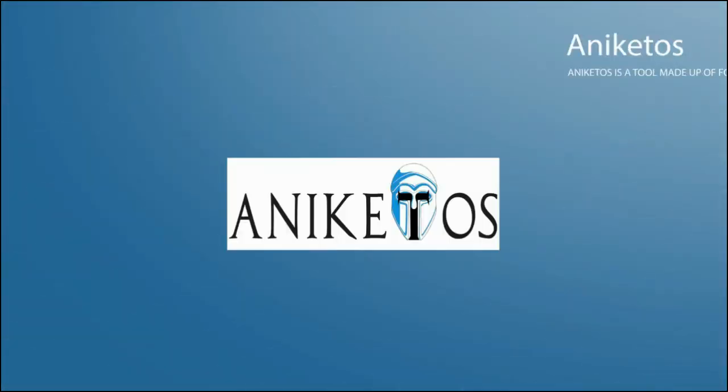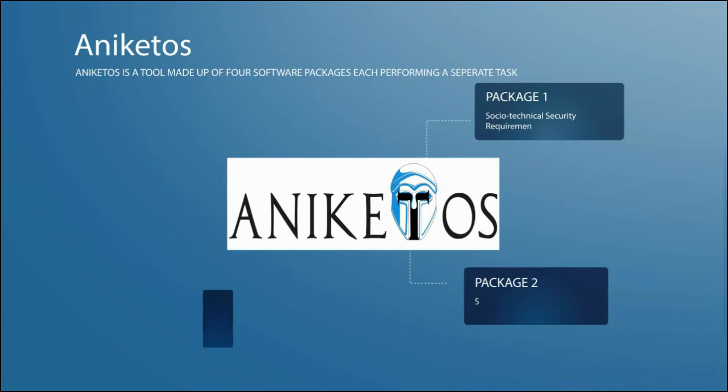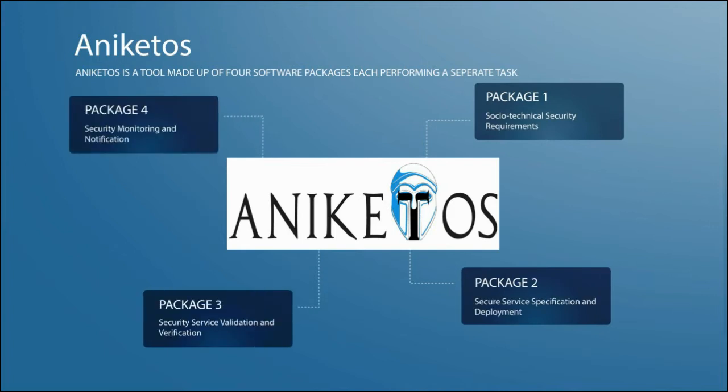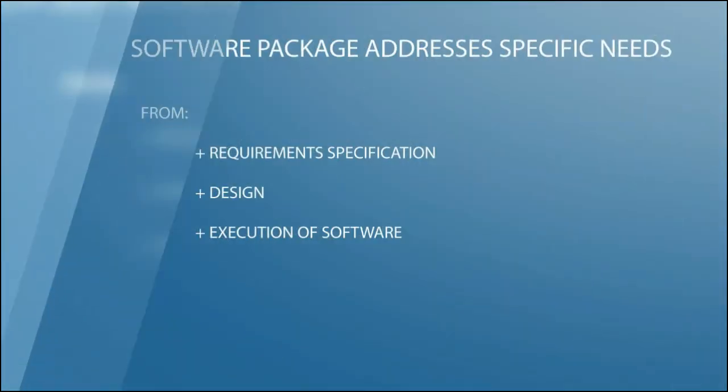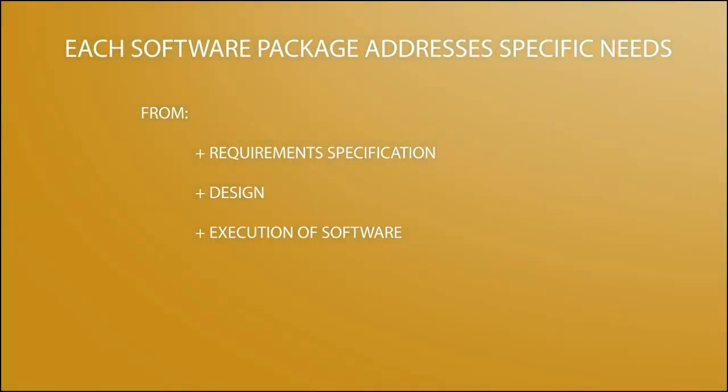Aniketos is a tool made up of 4 software packages: the Socio-technical Security Requirements, Secure Service Specification and Deployment, Security Service Validation and Verification, and Security Monitoring and Notification, each of which perform a task and address specific needs, from the requirement specification to design to the execution of software.